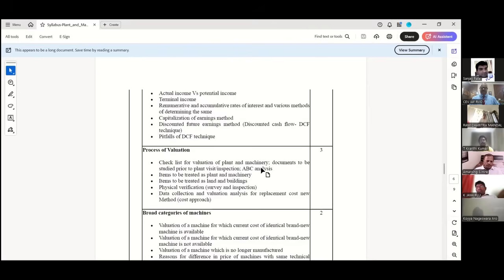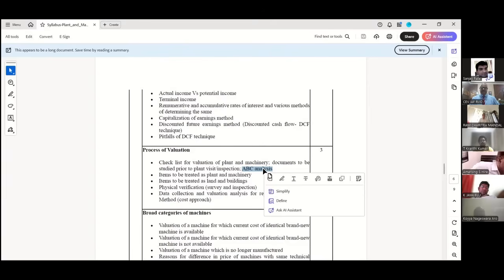Whatever we discuss under the micro identification and macro identification is a checklist that you require. What do you mean by ABC analysis? That is categorization of high value machinery control, depending upon their value on the purchase cost basis.